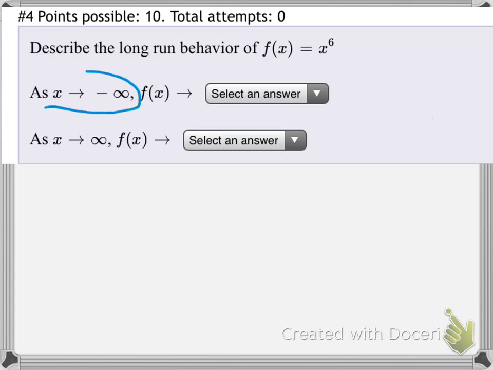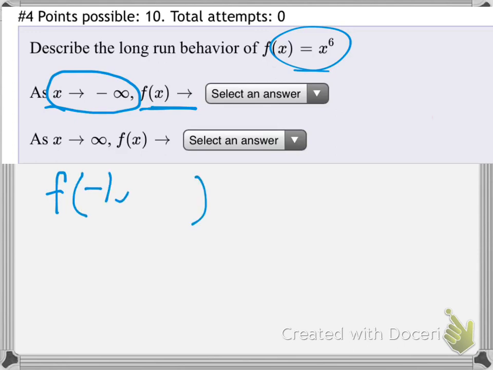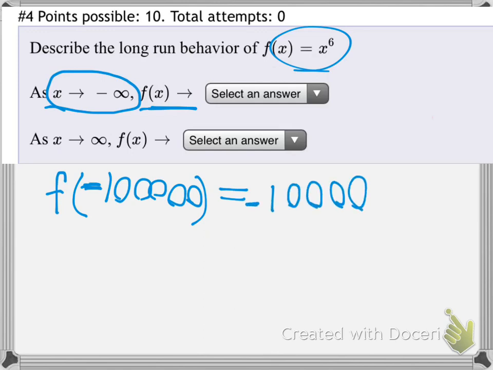This one we're saying is, as x approaches negative infinity, what's happening to the function? And so we know this particular function takes things to the sixth power. So if we plug in a negative humongous number, 1, 2, 3, 4, 5 zeros, some big old number, it doesn't matter what, then we get that huge number, negative, to the sixth power. Is that the right number of zeros? I think so.